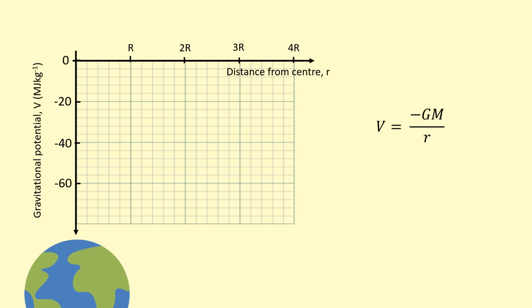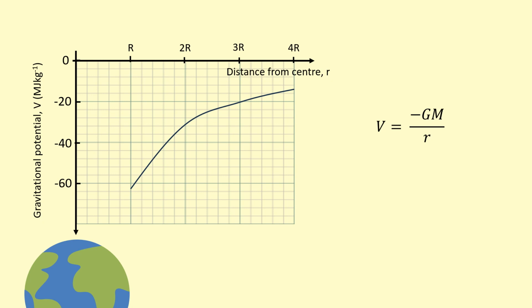And here I've actually given that in multiples of the radius of the planet, in this case, the Earth. So capital R is the radius of the Earth, and 2R would mean the distance from the center is twice the radius of the Earth. And if I plot this as a graph, I get a line that looks like this. This is a reciprocal line or an inverse proportionality line.